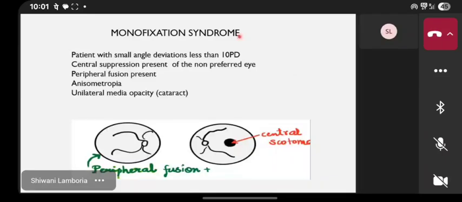Then monofixation syndrome: a patient with a small angle of deviation less than 10 prism diopters and central suppression present in the non-preferred eye, peripheral fusion is present, and it happens in anisometropia or unilateral media opacity.